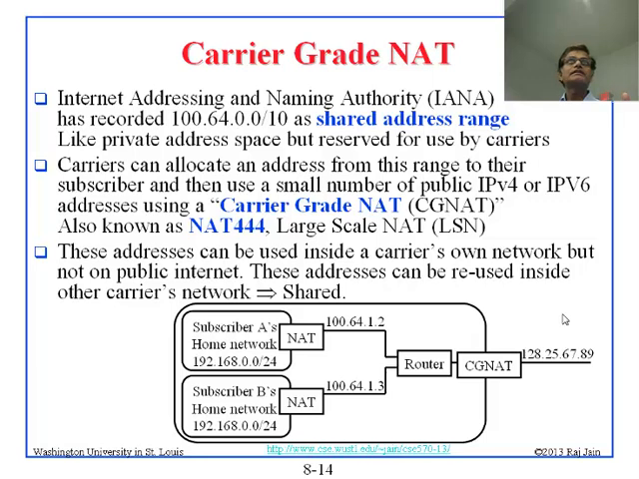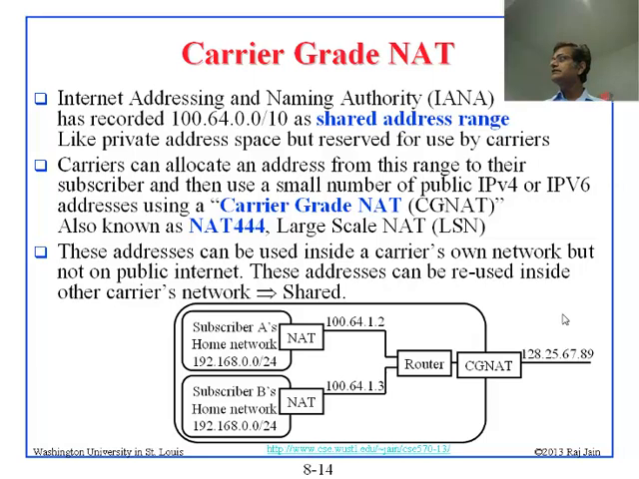How long is the prefix? 10 bits is the prefix. So you just write this out and take the first 10 bits. The first 8 bits are 100, and out of 64 you will get 01 in the next two bits. So that's all there is to the prefix. So they can give out 100.64.1.2 to this customer and 1.3 to this customer.